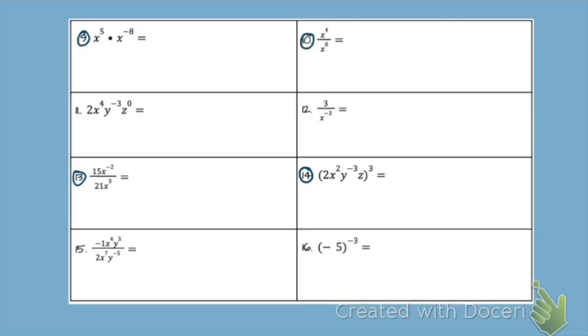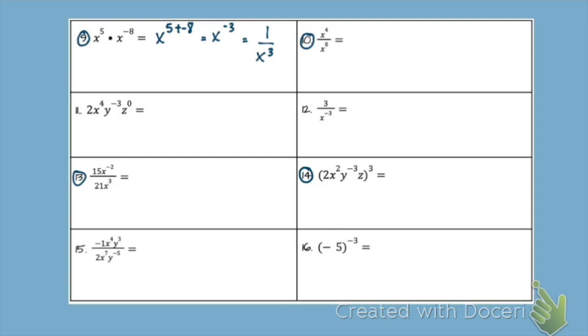For this next set of examples, I'm going to work out the circled problems and then have you do the other ones on your own. So first of all, in example 9, we have x to the 5th times x to the -8. I'm going to add those exponents together. When I do, I get x to the -3. And then I need to move that to the denominator. I need to get the reciprocal of that so that my exponent becomes positive. So I end up with 1 over x to the +3.